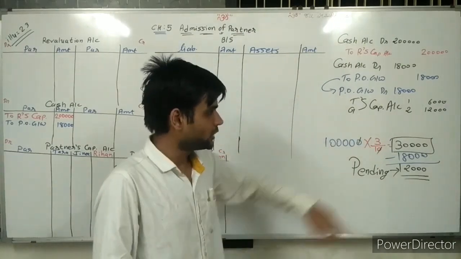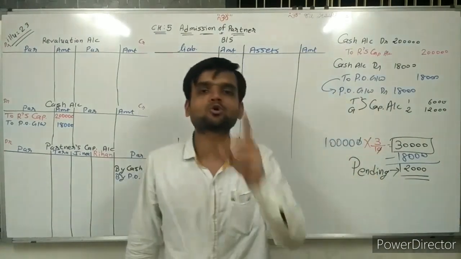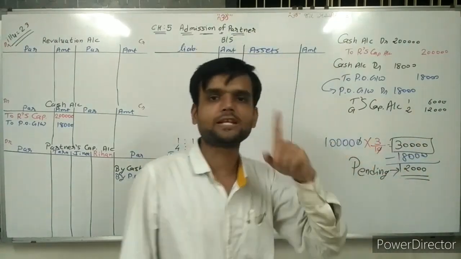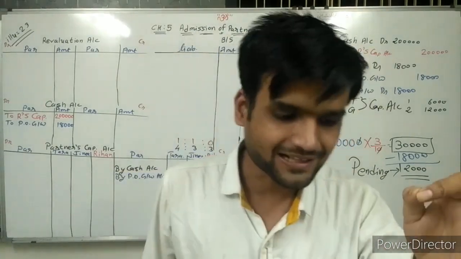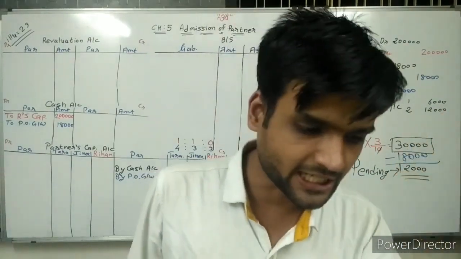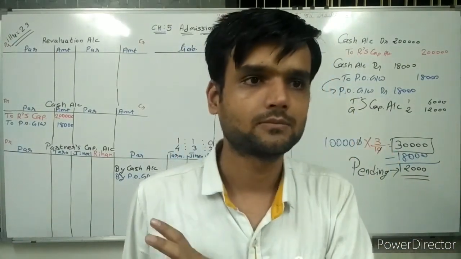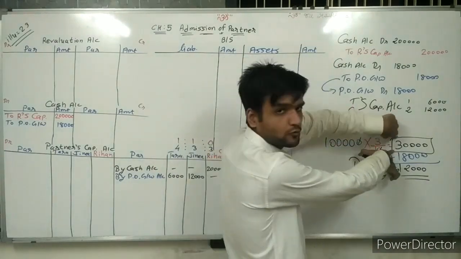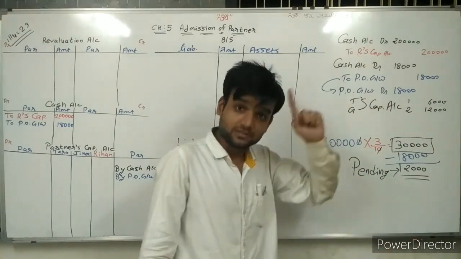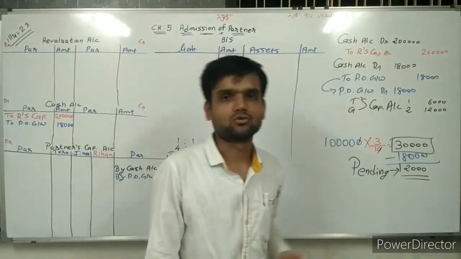Because as partners, we need to take 30,000 from Rihan, but he brought only 18,000. So the remaining amount is 12,000. Now the last sentence is for this 12,000 rupees. In the last sentence, what is given? Any difference in the amount of goodwill is to be adjusted to his capital. So total goodwill should be 30,000, but 18,000 was brought, and 12,000 is not brought by the partner, that is pending. This difference is transferred to his capital account.